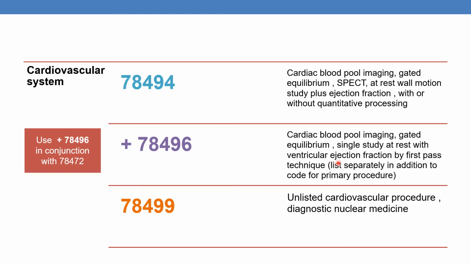Whenever ventricular ejection fraction by first pass technique is added, this CPT must be reported. Use plus 78496 CPT in conjunction with 78472. The next is unlisted cardiovascular procedure, diagnostic nuclear medicine. The CPT is 78499.